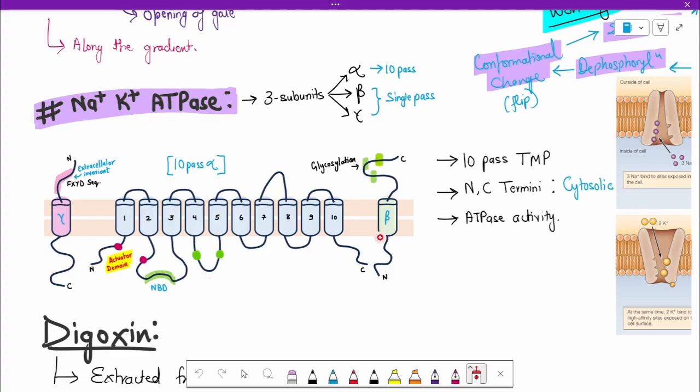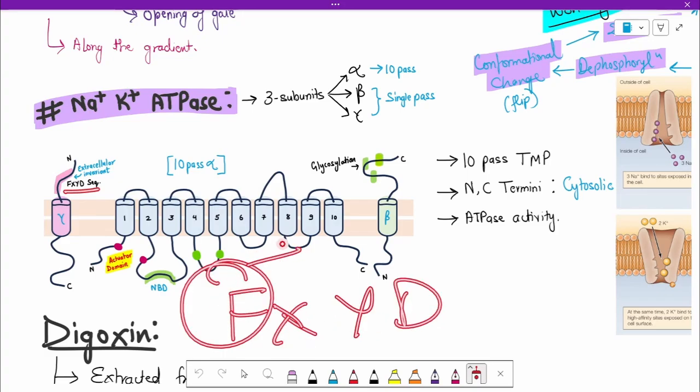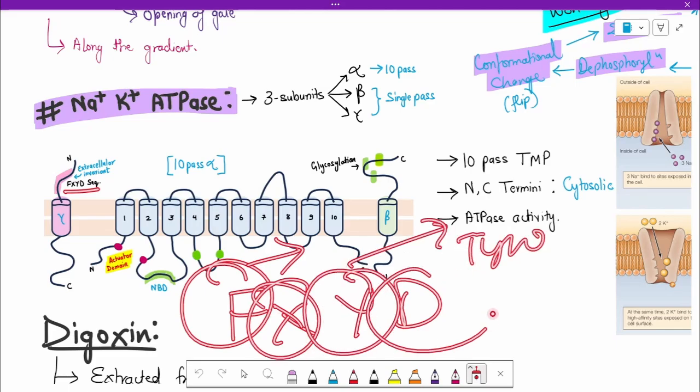Beta subunit is a single pass transmembrane protein having N terminus on the cytosolic side and C terminus on the outside or exoplasmic face. Okay, on the C terminus the glycosylation can be seen, but in case of gamma subunit there is a certain significance here. The C terminus is inside the cell, N terminus is outside the cell, but near the N terminus we have F, X, Y, D sequence. What is this sequence? F is phenylalanine, X is any amino acid, Y is tyrosine, and D is aspartate.